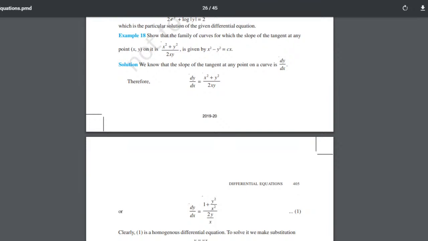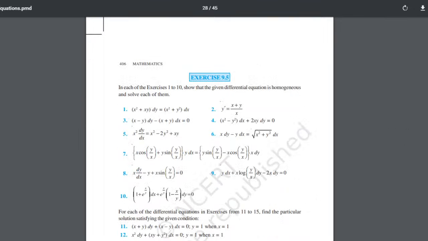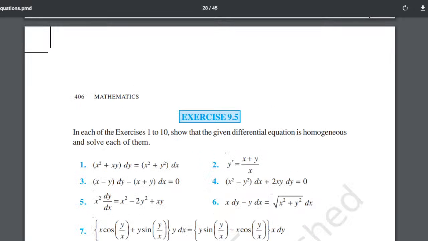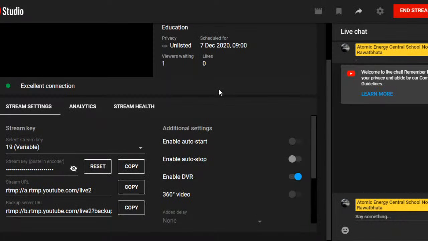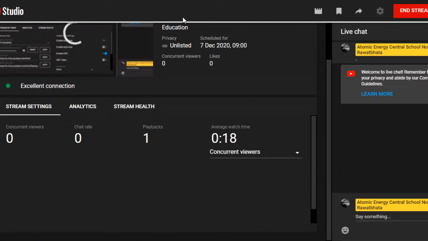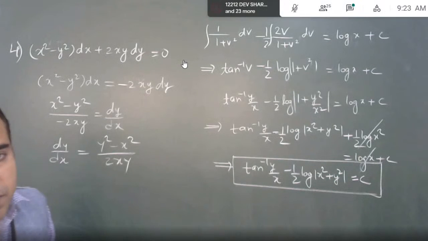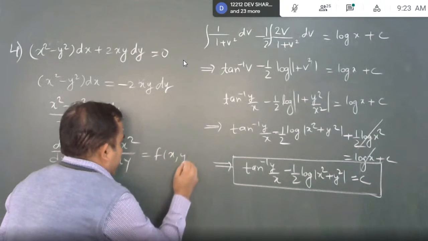Right. So first of all, I have to prove that this is a homogeneous differential equation, right, students? So let us prove that this is homogeneous. Two methods we have seen in the previous question, so we can use the third one. Let it be f(x, y).